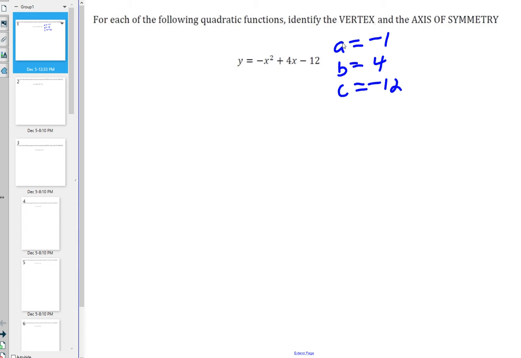In order to be able to identify the vertex and axis of symmetry, let's just go with the vertex first, because the vertex is going to lead to the axis of symmetry, not vice versa. How do I find the vertex?